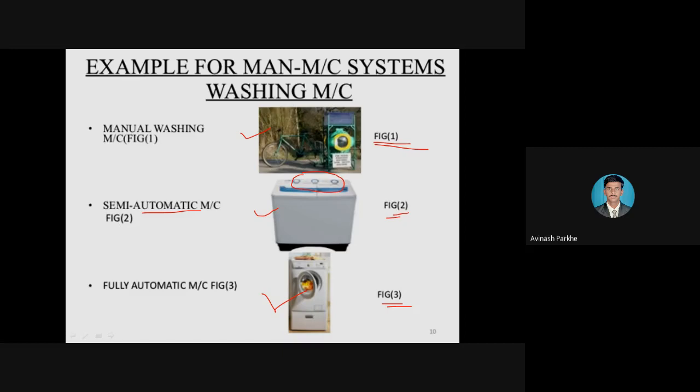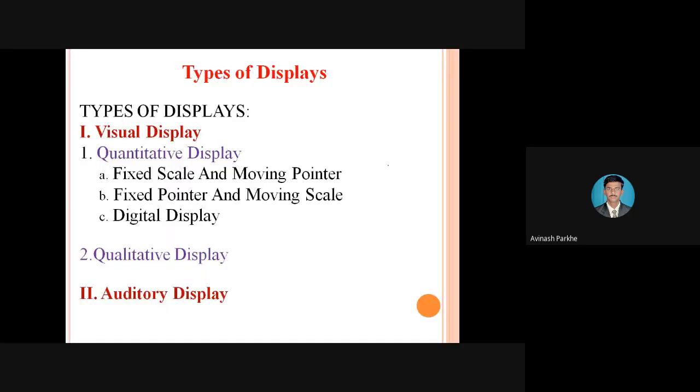So this is the example of the man machine system, represented by the washing machine, in which the first figure represents the manual washing machine, in which the operator or the man is required. The second figure is called semi-automatic, in which 50% power of the machine and 50% power of the operator is required. And the third one is called fully automatic, in which the machine is fully automated, but some amount of human activity is needed to insert, start, and stop the machine. So these are the three figures which represent the man machine system according to their category, that is manual type, mechanical type, and the automated system. So this is figure 1, 2, and 3.